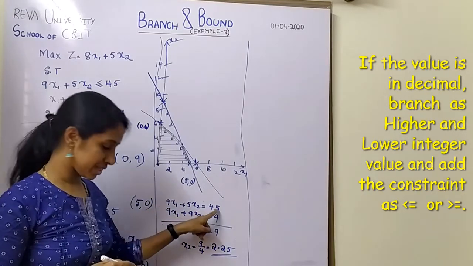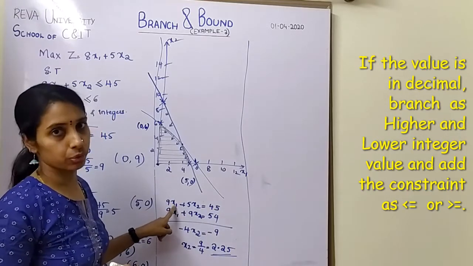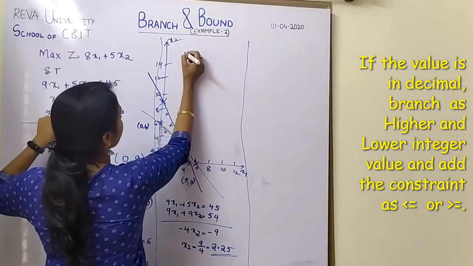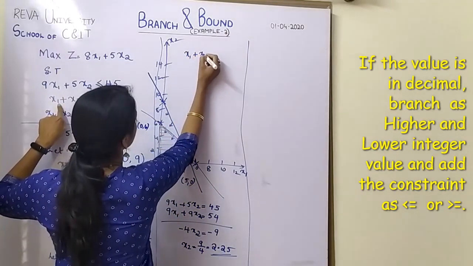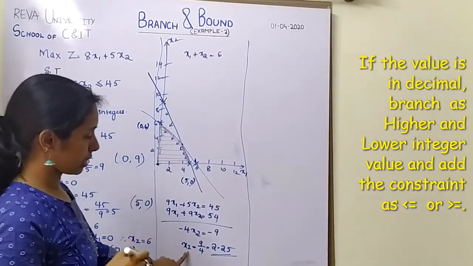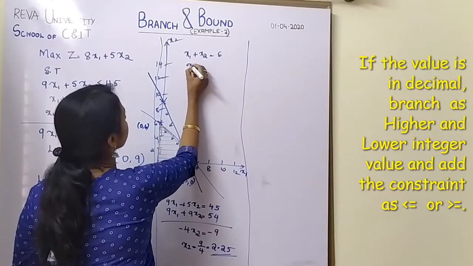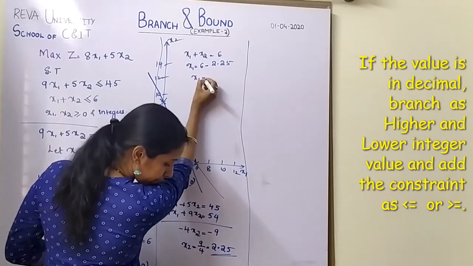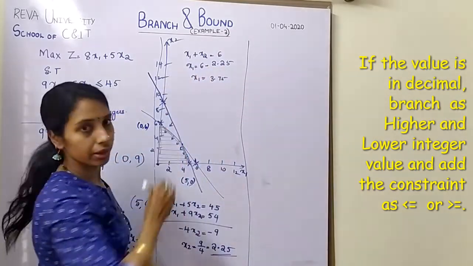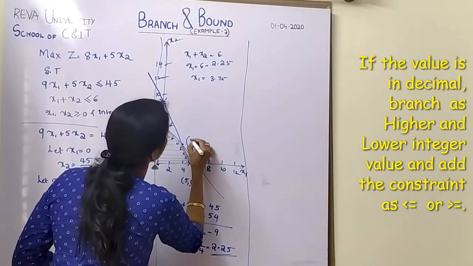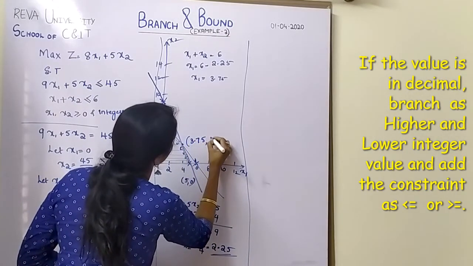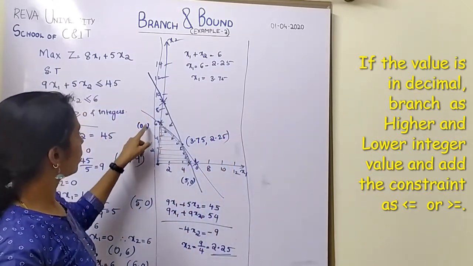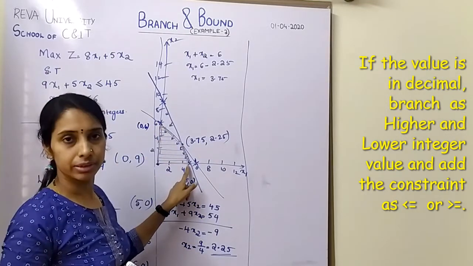Substitute into any one of these equations, you will get the x1 value. For example, if I substitute into x1 plus x2 equal to 6, substituting this x2 value, x1 equal to 6 minus 2.25. You will get x1 equal to 3.75. So this point is (3.75, 2.25). Now, from this we got this point, this point, this point.